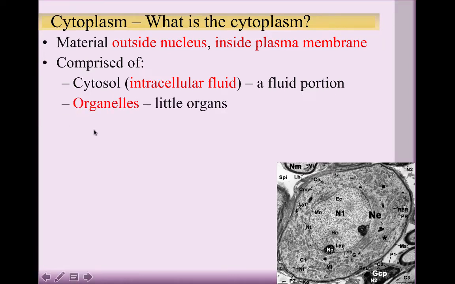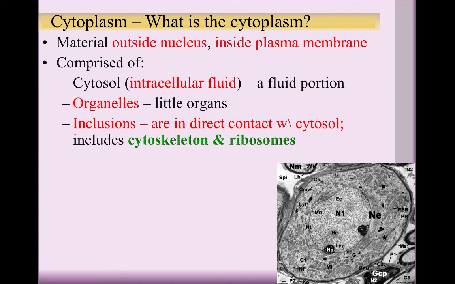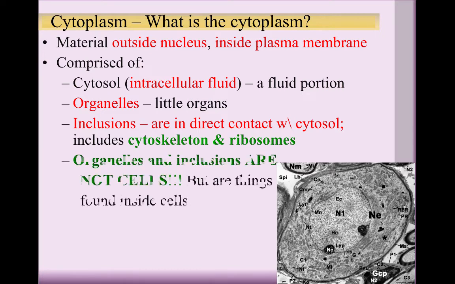And then we have organelles, or little organs. Years ago, we used to say that the organelles were membrane bound. We've expanded that, and we'll see that there are some exceptions to that. And then inclusions are those things that are in direct contact with the cytosol. In other words, they're not membrane bound. Many books will include cytoskeleton and ribosomes as inclusions, although more and more we see books moving away from that. Our book and other anatomy and physiology books tell us that the cytoskeleton and the ribosomes are organelles. It's really not a big deal. You just need to understand structure and function of these things.